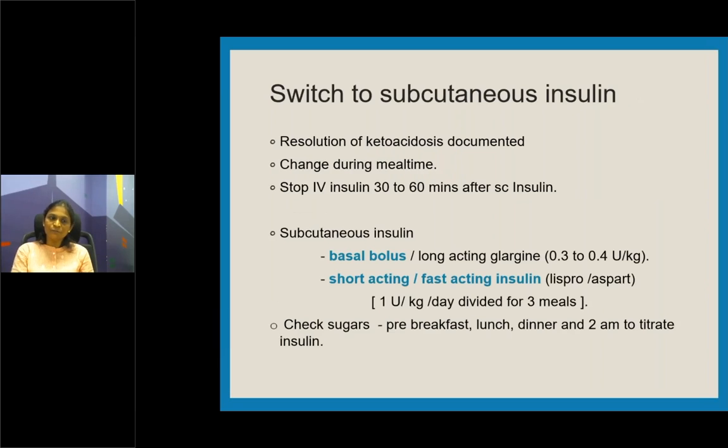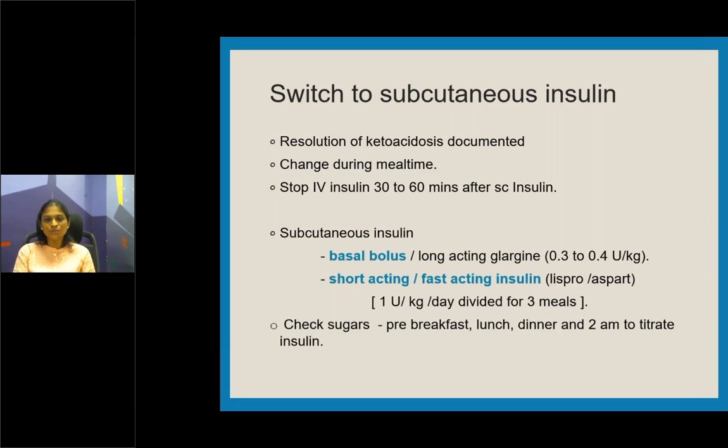Now, there is resolution of DKA. The patient is stable enough and is willing to take orally, and this is the time we have to switch to subcutaneous insulin therapy. This switch is usually done during a meal time because it is easy to plan further events. When we switch to subcutaneous insulin, we go for 2 types of insulin: the basal bolus or long-acting glargine, and a short-acting or fast-acting insulin. This basal bolus can be started even during IV insulin therapy. The recent guidelines say that the earlier we start the basal long-acting insulin, the better is the hyperglycemia or glucose control.